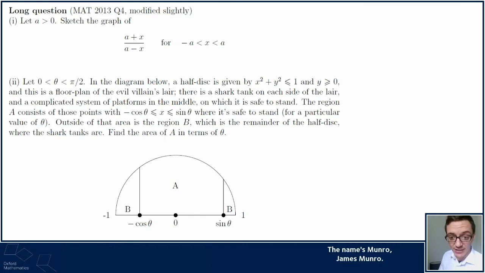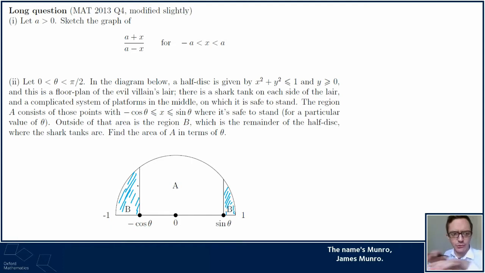Here's the villain's lair, and I'm going to try and explain the setup here a little bit more. So it's a semicircle because it's a hollowed out volcano. The other half of the volcano is all still full of molten lava, so that's really dangerous. But this half of the volcano has been hollowed out, and it's got these bits on the side that are shark tanks. So these are terribly dangerous. They're full of sharks, and it's got this bit in the middle, which is safe to stand on.